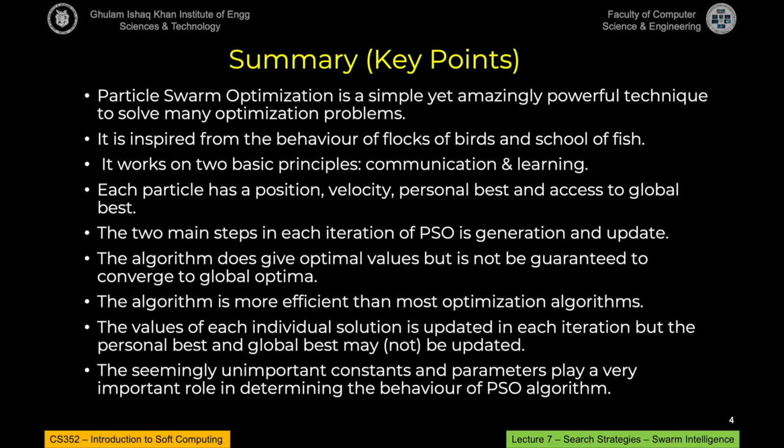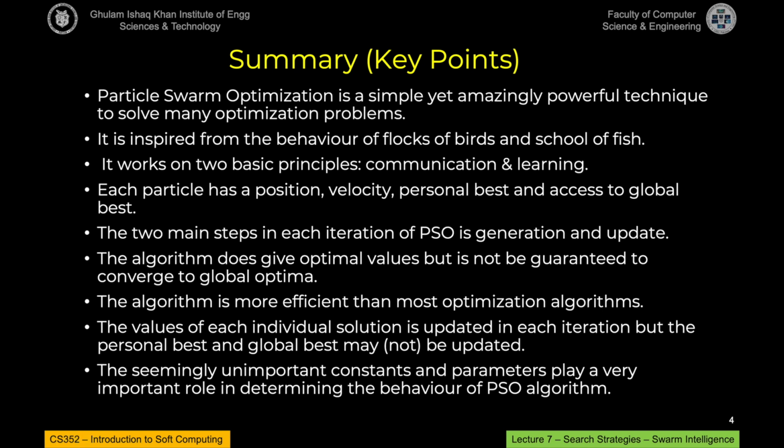So we finally reached the end of this section on the particle swarm optimization algorithm. It is a simple yet amazingly powerful algorithm. Each particle will have two main variables. One is the position, another is the velocity, and it will also have a memory which will be its personal best, and it will have access to the global best position that it can get from other particles.